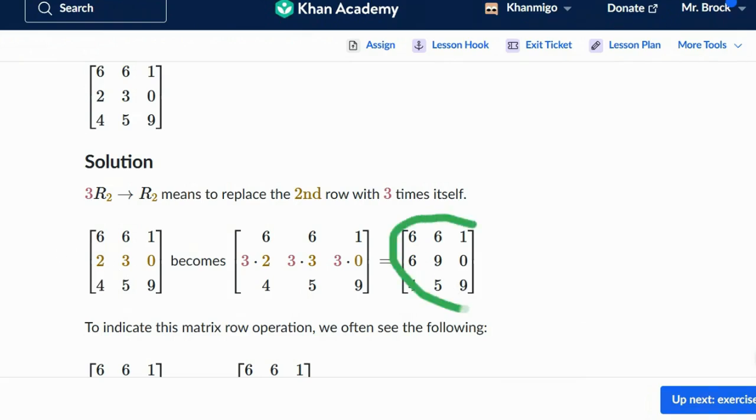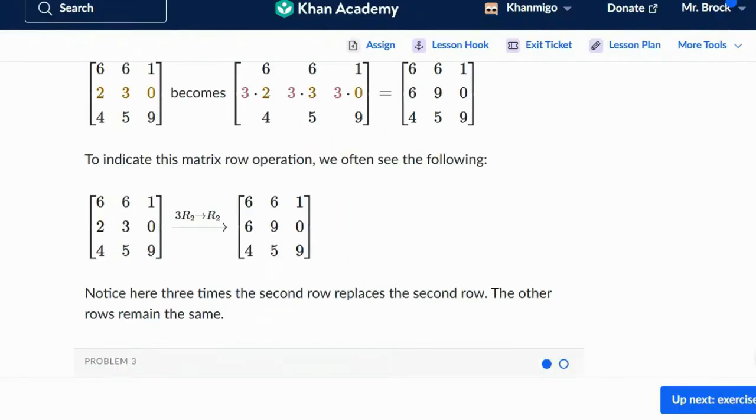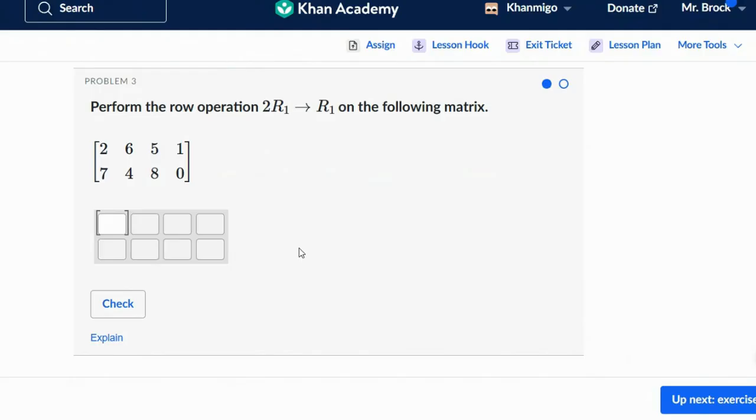So this is the new matrix right there. It has the 6, 9, 0 as the new second row because we multiply everything by 3. And we may see that again in between there as 3R2 becomes the new R2. So you have the old matrix and the new matrix. 3 times the second row replaces the second row. And the other rows don't change. All right. So let's perform this operation on the following matrix.